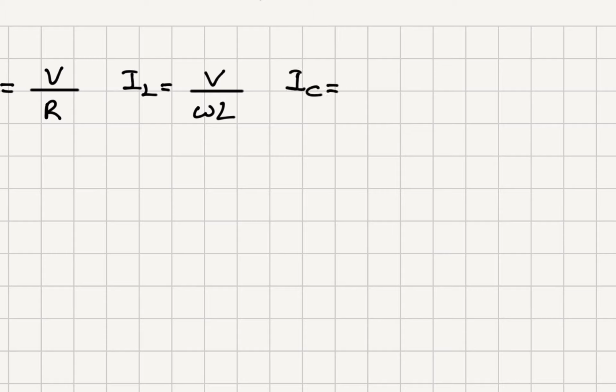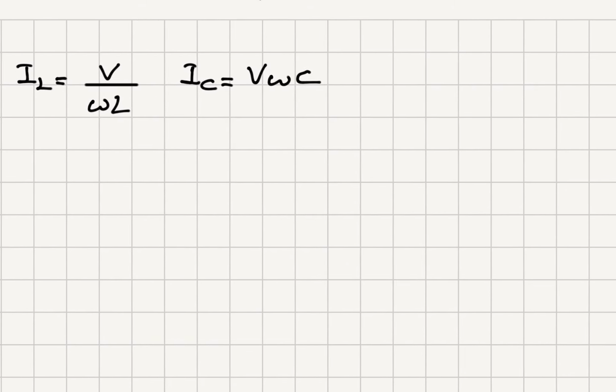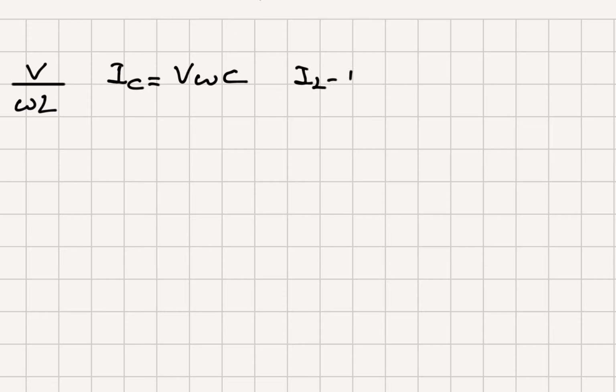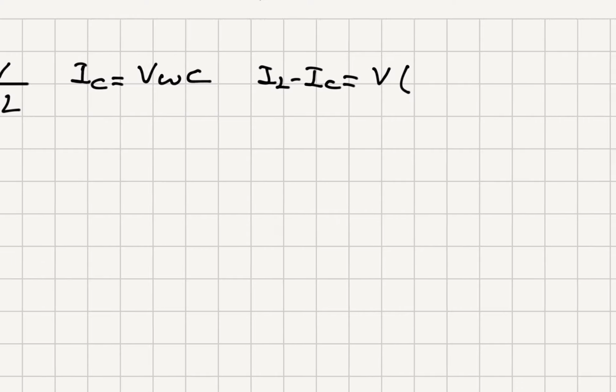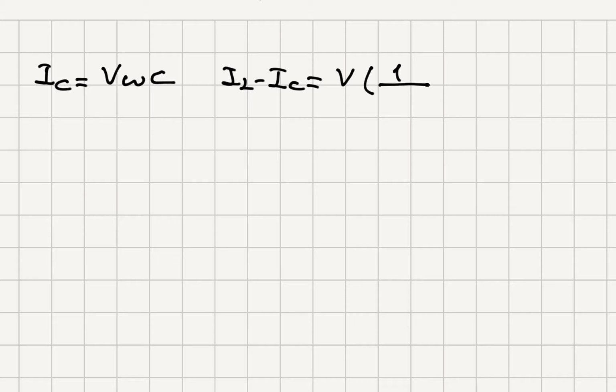Okay, so with my observation, the magnitude of the current I sub R is capital V over R. I sub L is capital V over omega L. And I sub C amplitude is capital V omega C. So I sub L minus I sub C magnitudes will be capital V times (1 over omega L minus omega C).